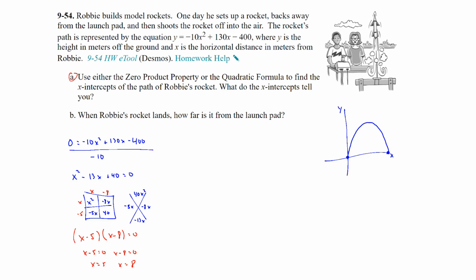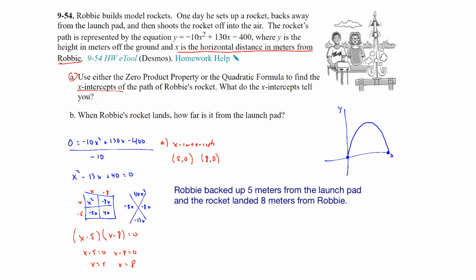So going back to answer part A, it wants us to find the x-intercepts. So the x-intercepts would be at 5, 0, and at 8, 0. It does say back in the original part that x is the horizontal distance in meters from Robbie. So if the first intercept is at 5, 0, then that means Robbie must have backed up 5 meters from the rocket, because that's the distance from Robbie. And then the 8, 0 is where the rocket landed. So it landed 3 meters beyond its original point.